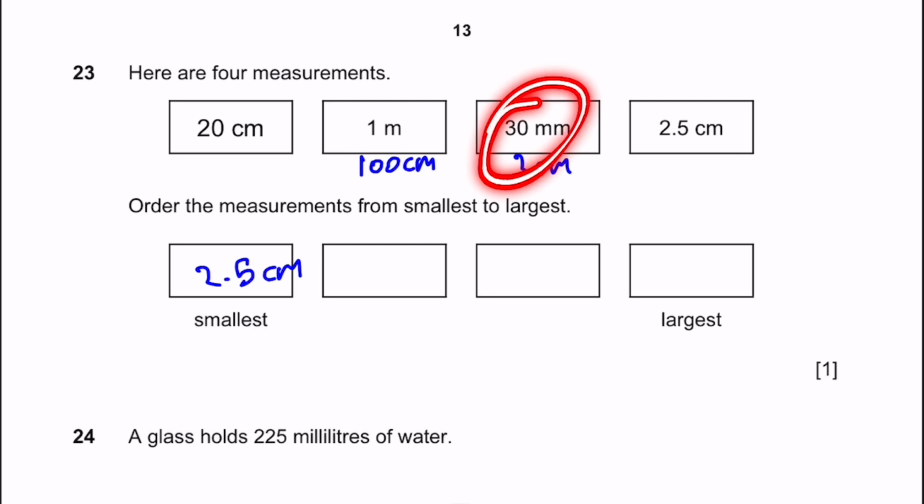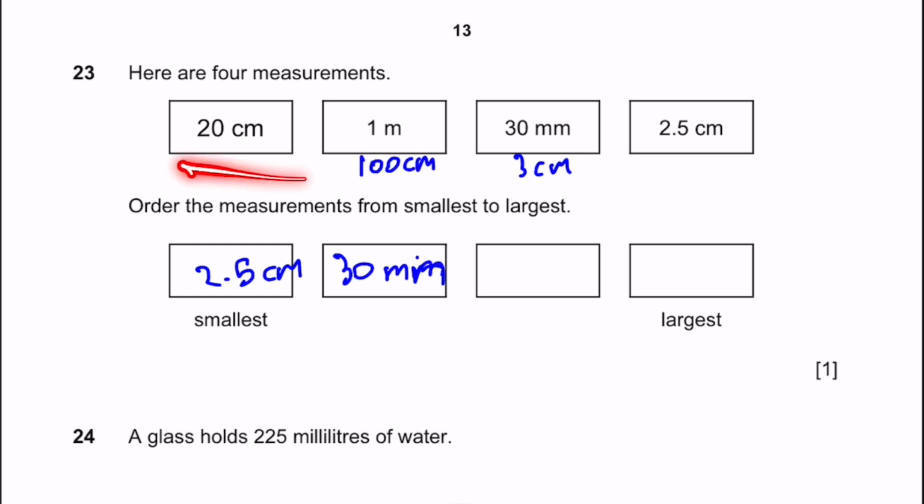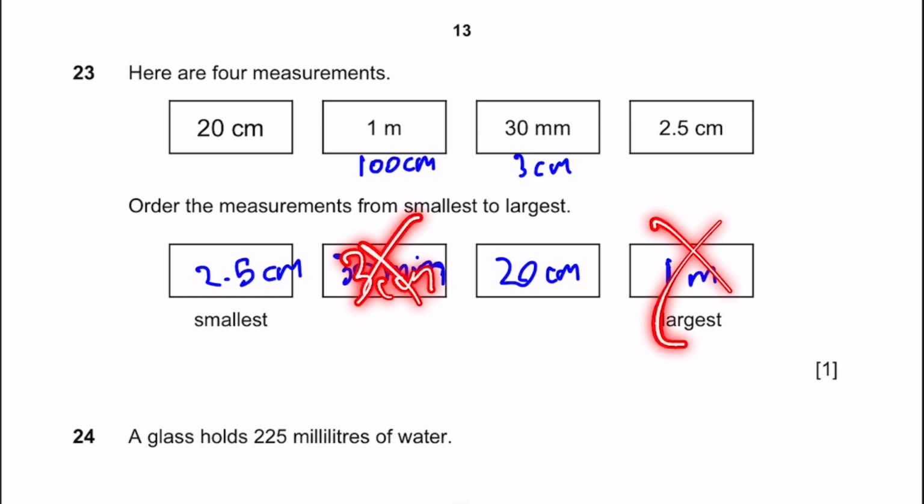Next is 30 millimeters or 3 centimeters. We have to write it in its original form, so 30 millimeters. Next is 20 centimeters, which is already in centimeters, so we don't need to change it. Next, last one is the largest, 1 meter. If you write 100 centimeters here and if you write 3 centimeters here, you are wrong for that. So you have to write the original one here.